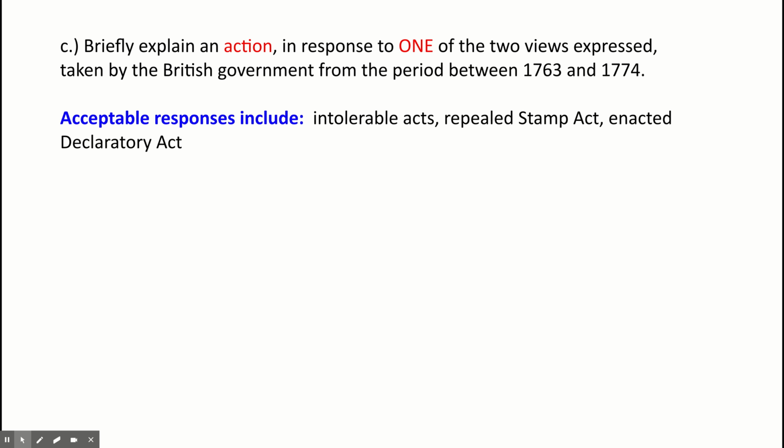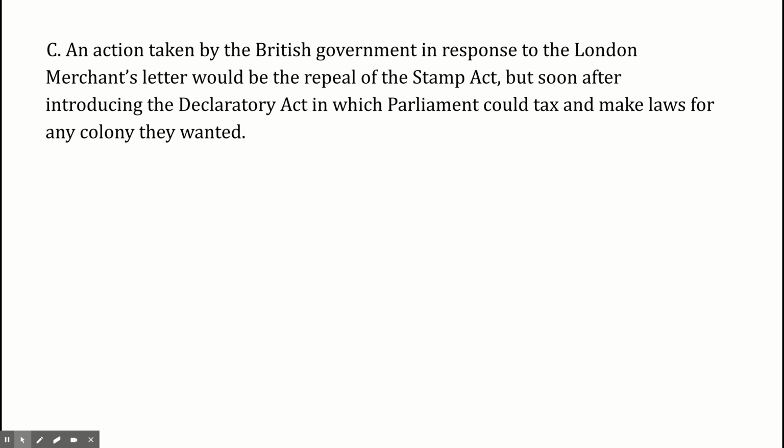So C, one action in response. Most people did well in this. The one thing you've got to watch out for is that it's by the British government. It's not the colonist response. What was the response by the British government to the complaint? An example of an action taken by the British government would be the repeal of the Stamp Act. So this is really good. I would say C and the one I mentioned earlier were probably the ones that students got the points pretty well on.